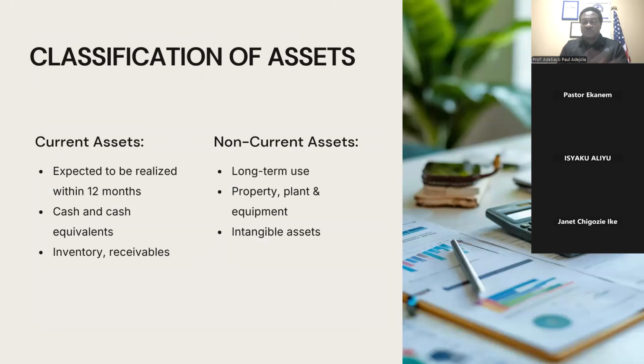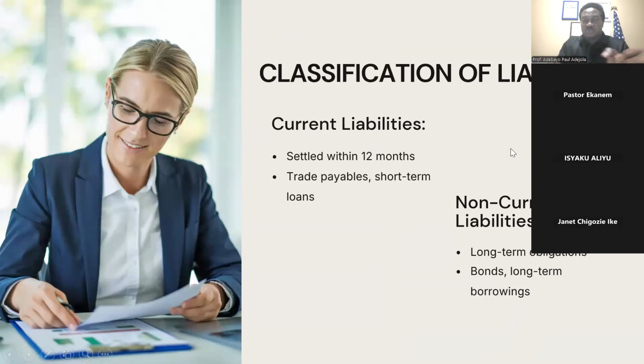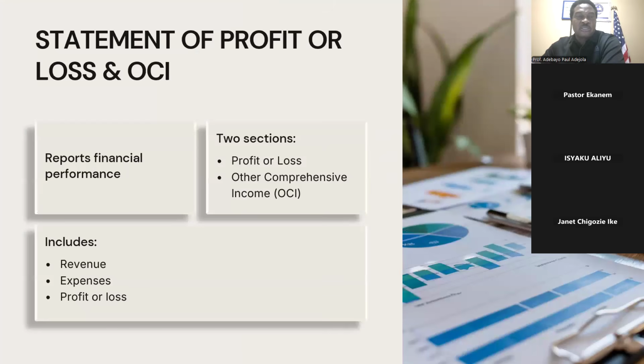Classification of assets, we've seen current asset there, then non-current assets. Classification of liabilities, we see current liabilities, and we have seen the non-current. Current liabilities are settled within 12 months: trade payables, short-term loans. The non-current liabilities are long-term obligations, bonds, long-term borrowings.